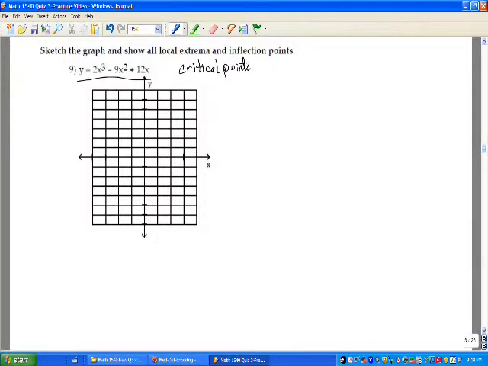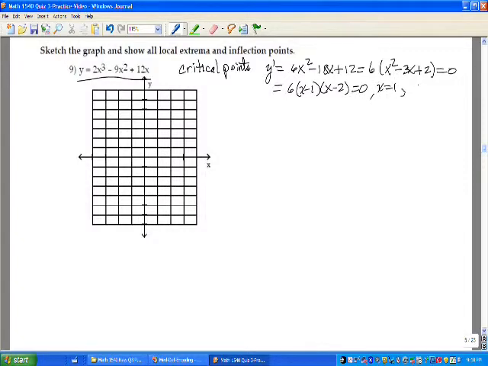And in this case, this is a polynomial, so it has no place where the derivative is not defined. So we want to find out where the derivative is 0. Calculating the first derivative, we get 6x squared minus 18x plus 12 equals 6 times (x squared minus 3x plus 2). We'll factor 6 out and set that to 0. That means 6 times (x minus 1) times (x minus 2) is equal to 0. So the critical points are x equal 1 and x equal 2.